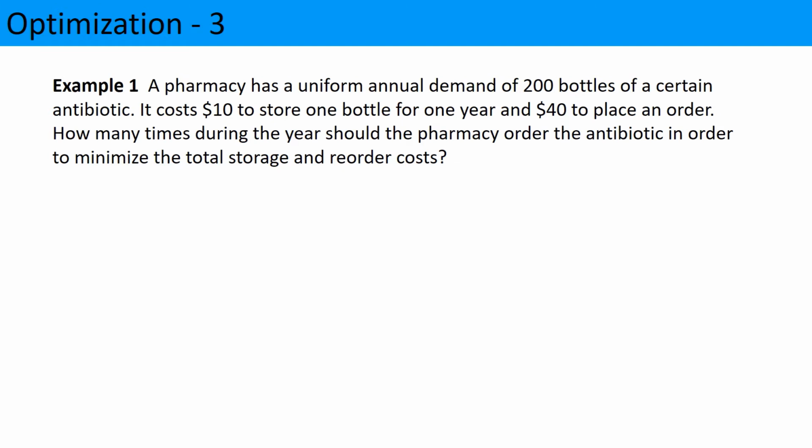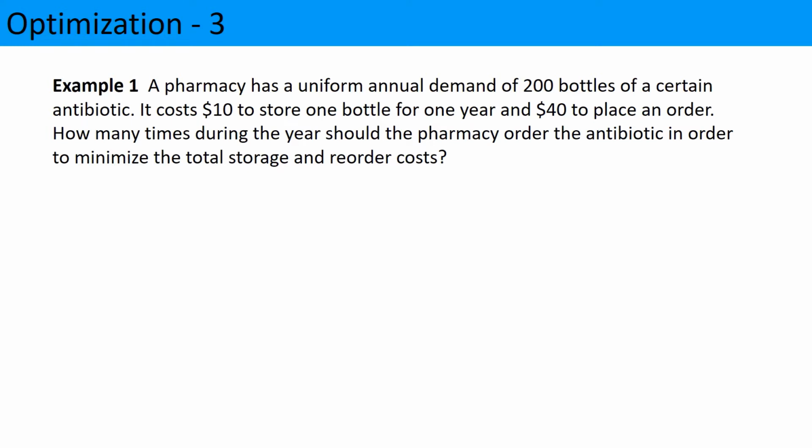Example: a pharmacy has a uniform annual demand of 200 bottles of a certain antibiotic. It costs $10 to store one bottle for 1 year and $40 to place an order. How many times during the year should the pharmacy order the antibiotic in order to minimize the total storage and reorder costs? When solving application problems, we should identify first what questions we're asked to answer.